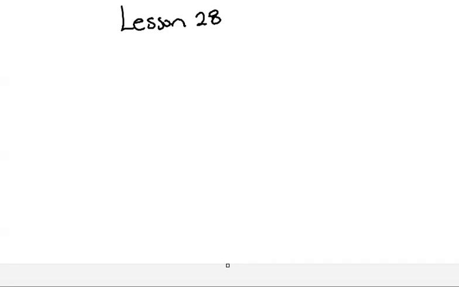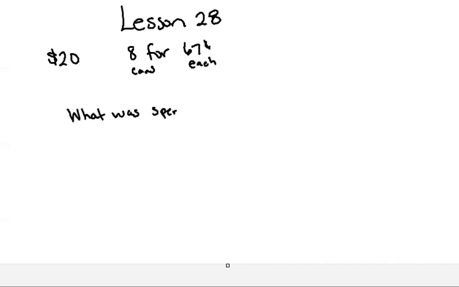Julie went to the store with $20. If she bought 8 cans of dog food for 67 cents per can, how much money did she have left? Okay, so what part of the problem do we need to solve first? First, we need to find out how much she spent. And then we can subtract it from what she had and what she has left.